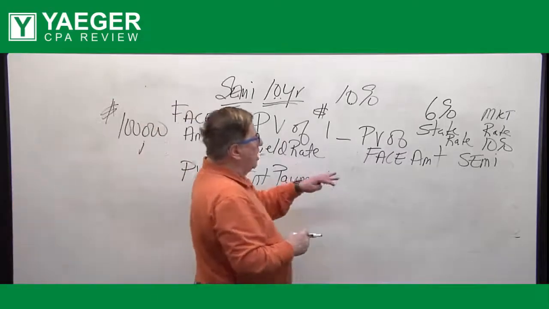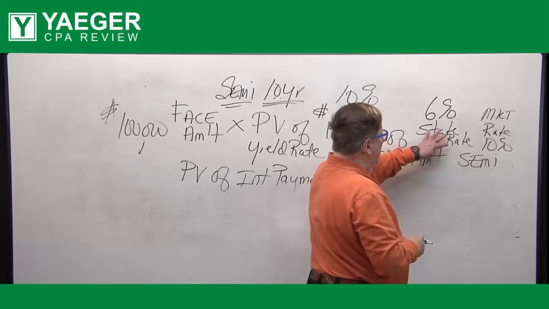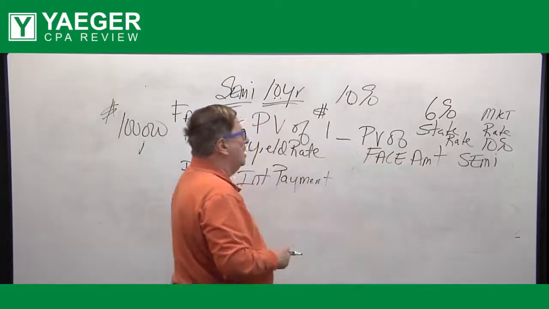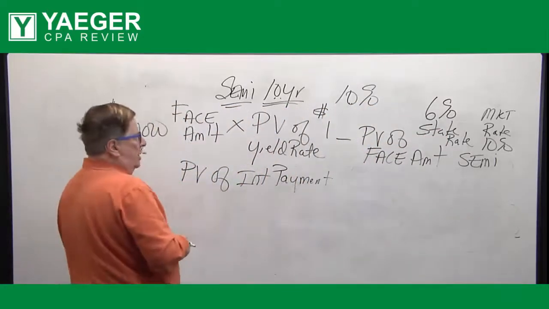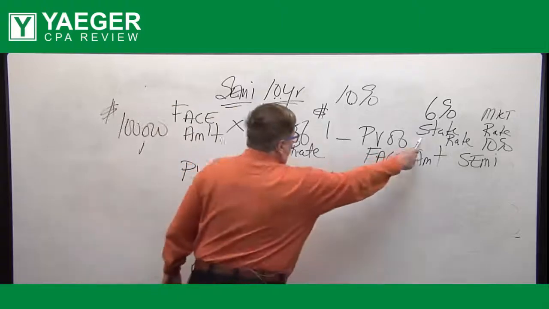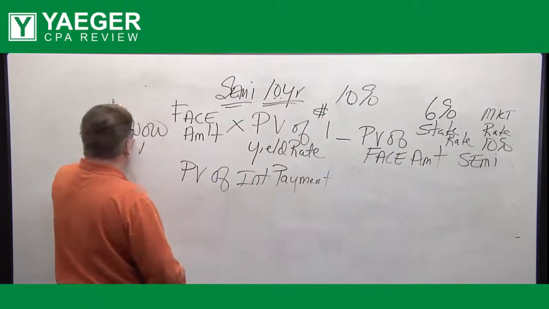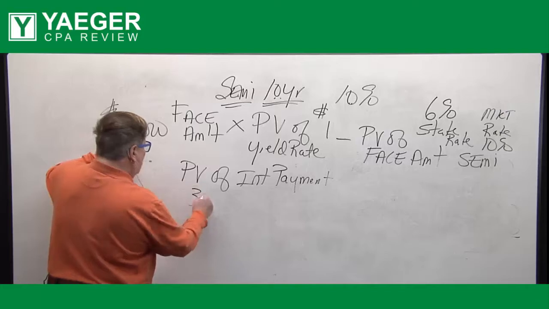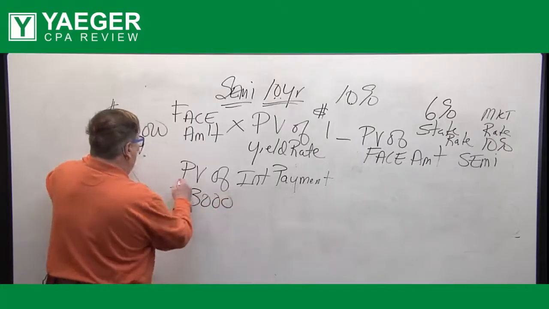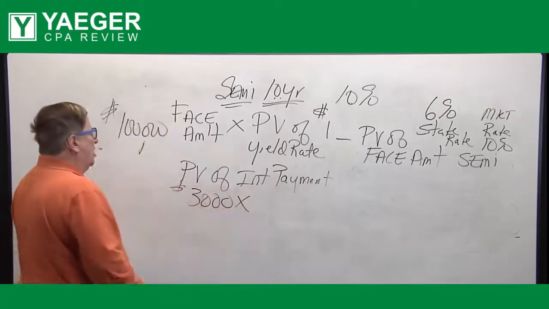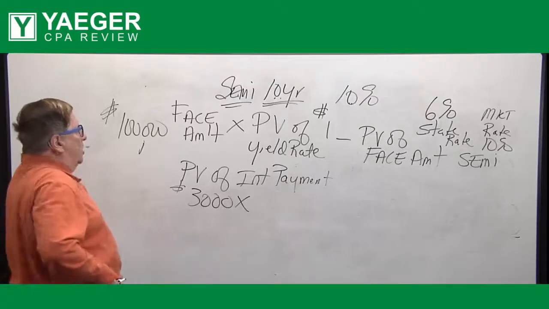All right, and we pay interest 6% a year semi-annually. So therefore, every interest payment period, you're going to pay what? 3% of $100,000, and I believe that's $3,000. Now, you're going to multiply this by the factor for the present value of an annuity.